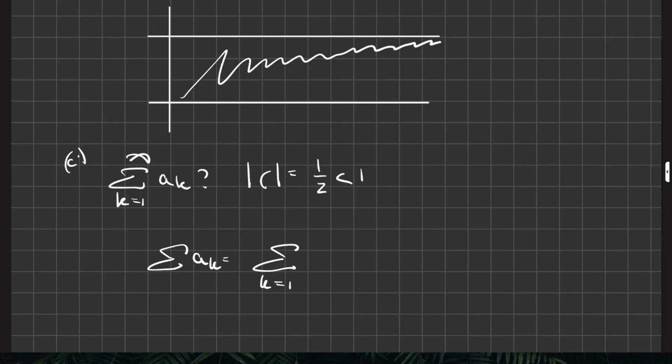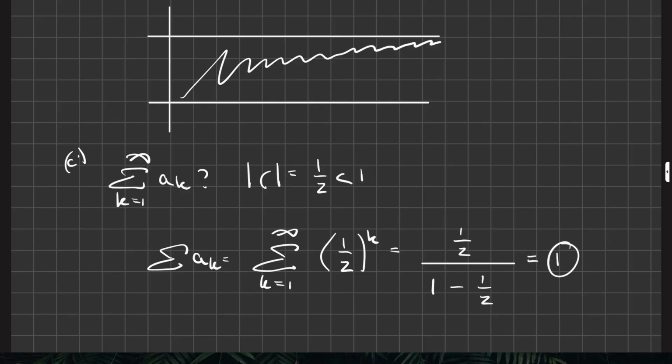So this is k equals 1 to infinity, and we know this is (1/2) to the k power. Okay, so again, we use a geometric sum formula, but this time we're not considering a discrete sum, so we don't need n terms. So we have 1/2 over 1 minus 1/2, which is just 1. So this series sums to 1 and it converges since 1/2 is less than 1.